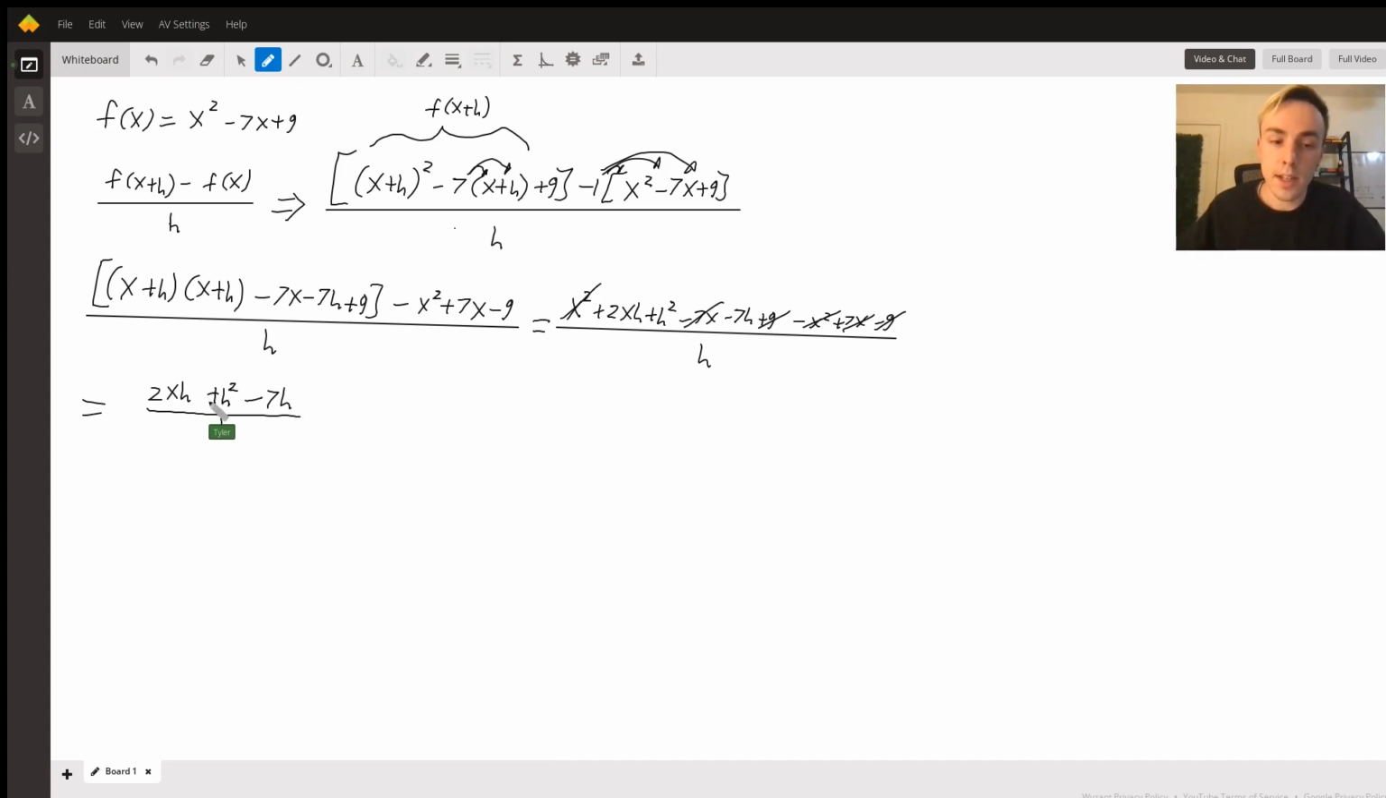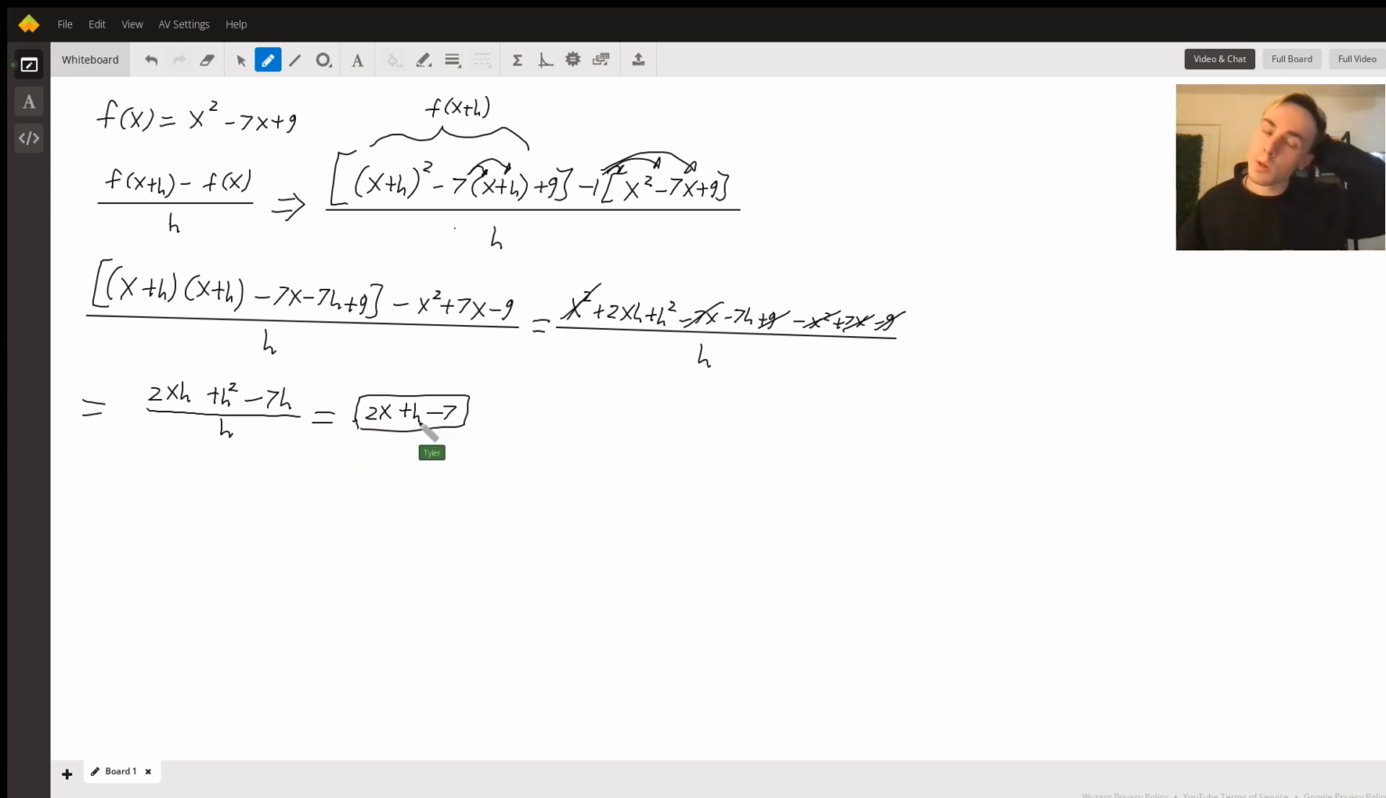Here, notice that there is an h in every single term, and so we can just divide it out. So 2xh divided by h is just 2x. h squared divided by h is just h. And then negative 7h divided by h is just negative 7. So it just becomes minus 7. This is the final version of our difference quotient. So this is the end of the problem.